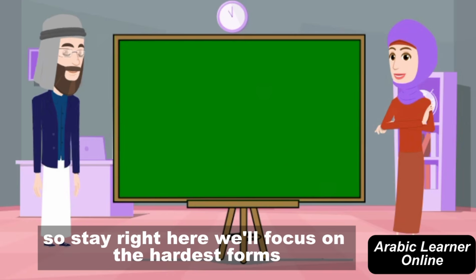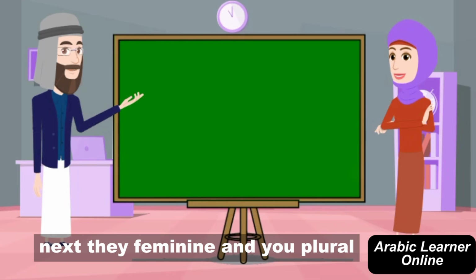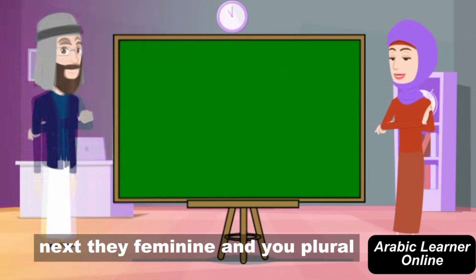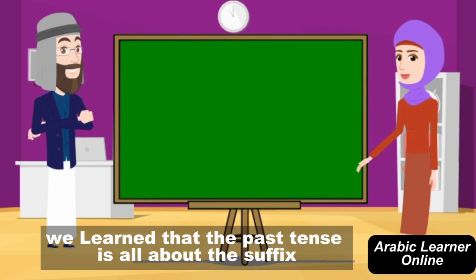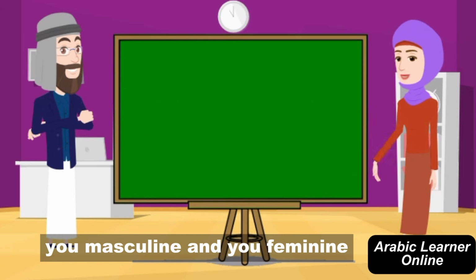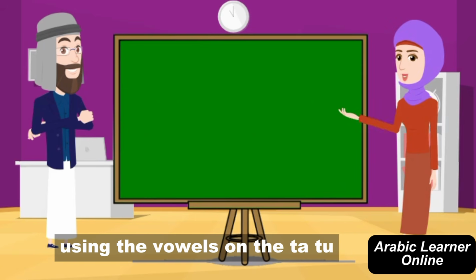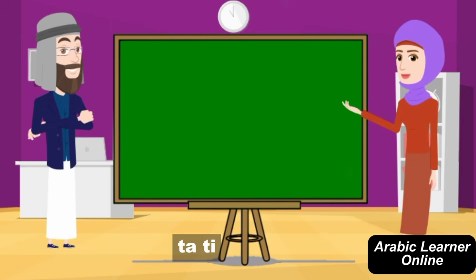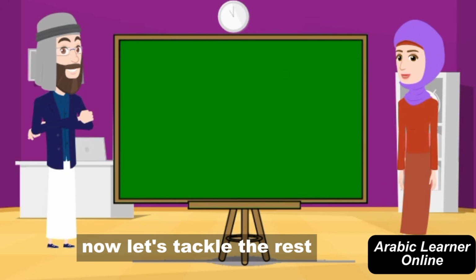We'll focus on the hardest forms next, they feminine and you plural. In part 1, we learned that the past tense is all about the suffix. We cracked the code for I, you masculine, and you feminine using the vowels on the ta: tu, ta, ti. Now let's tackle the rest.